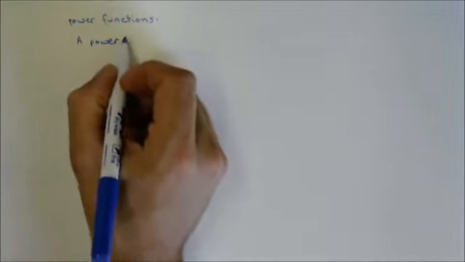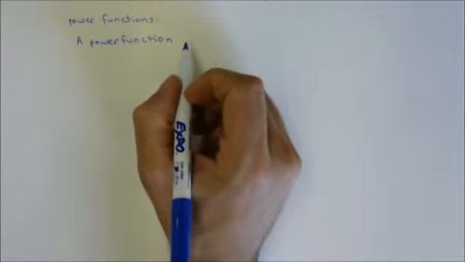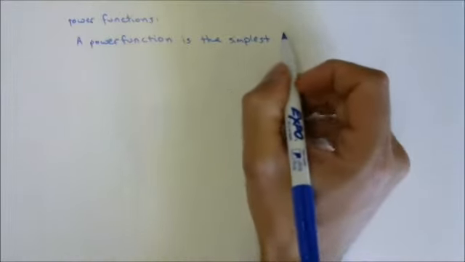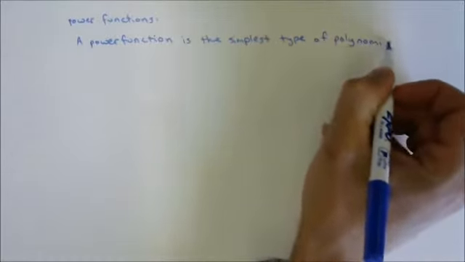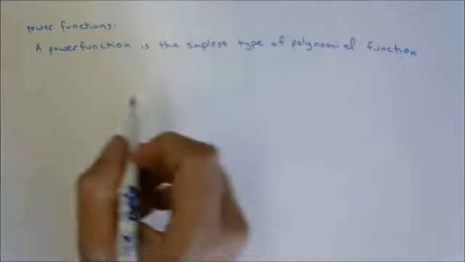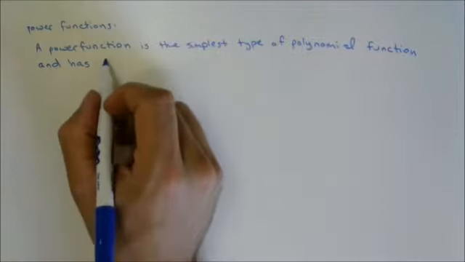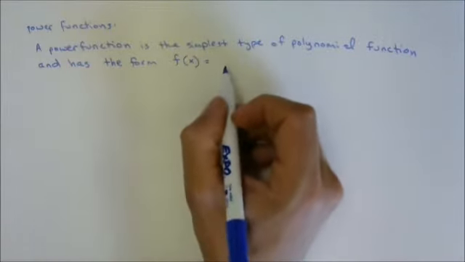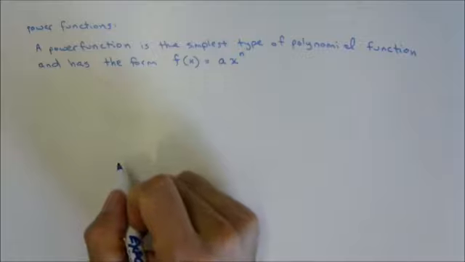A power function is the simplest type of polynomial function, and has the form f of x equals ax to the power of n. Okay? Ax to the power of n.